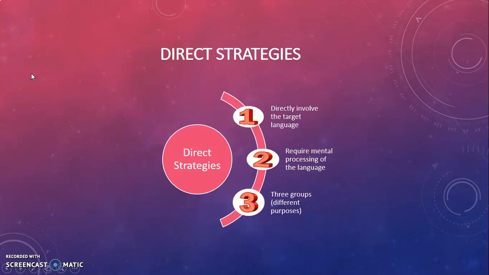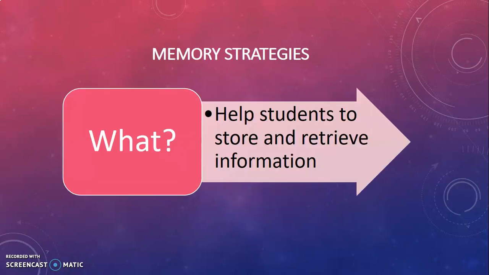Okay, first of all, what are direct strategies? Direct strategies are directly involved in the target language. Direct strategies require mental processing of the language. It also consists of three groups which I mentioned earlier, which are memory, cognitive, and compensation, which do the processing differently and for different purposes. So moving on, I'll be talking about memory strategies, which is one of the direct strategies.